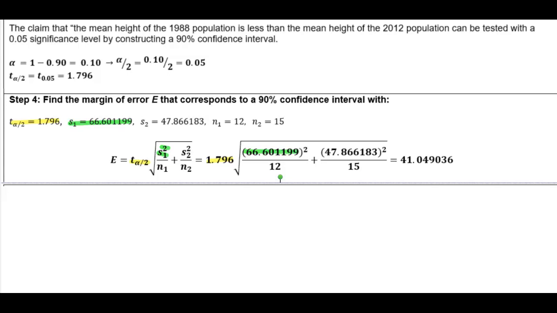66.601199 squared. And then the sample size for sample 1 is 12. So we're going to divide that by 12. Okay, and then the sample standard deviation for sample 2 is 47.866183, and we're going to square that and divide it by sample size 2, which is 15. So let's go ahead and do this on our calculator.